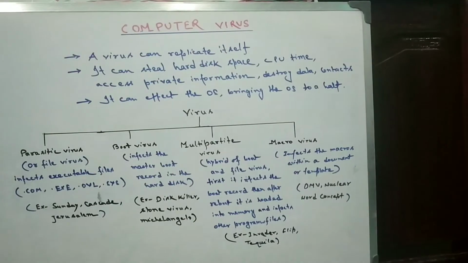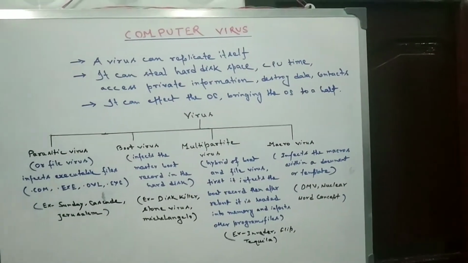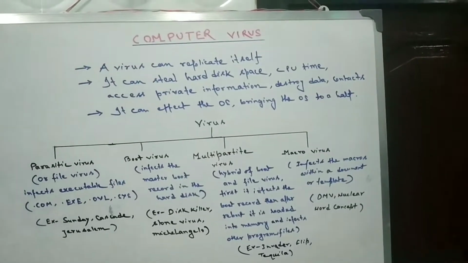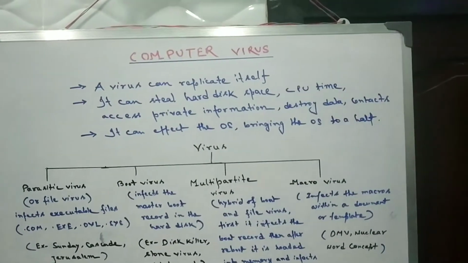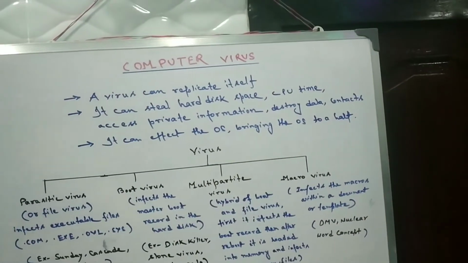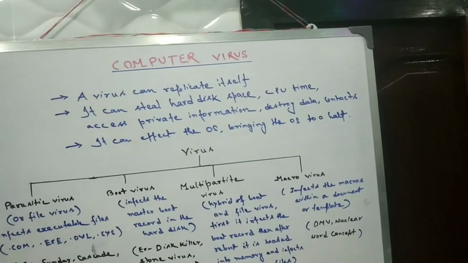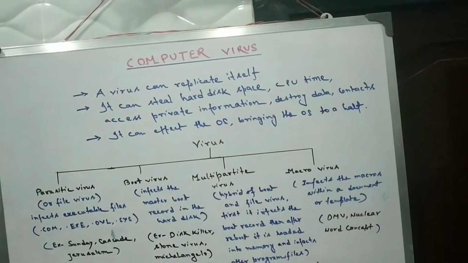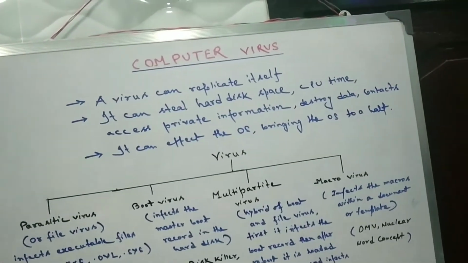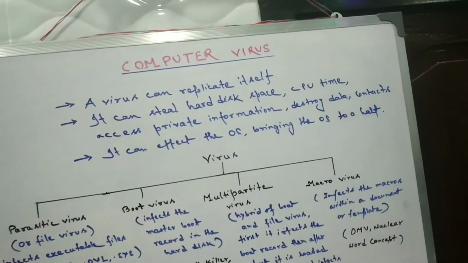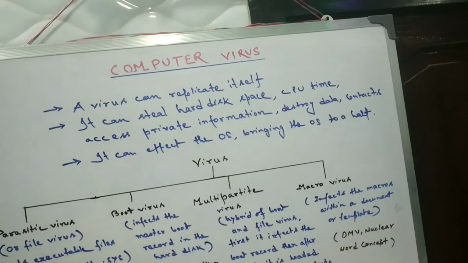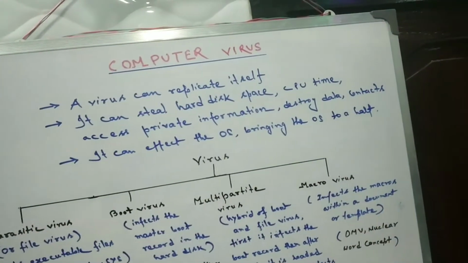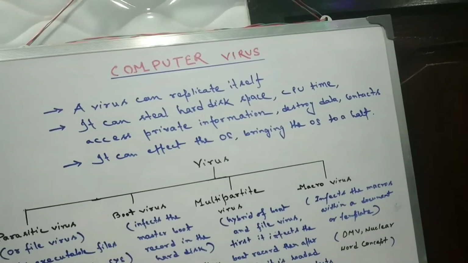Now, what can a virus do? A virus can replicate itself. That means a virus can make its own copy. So when a virus infects a computer system, it will make thousands of copies of itself. That means it will self-replicate.